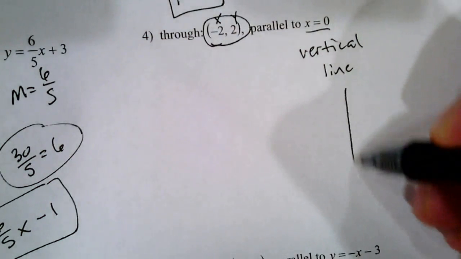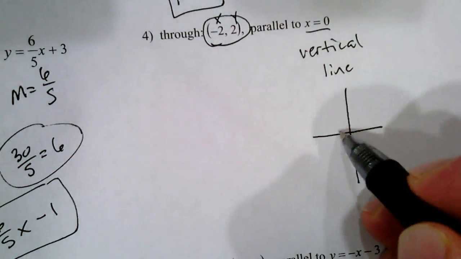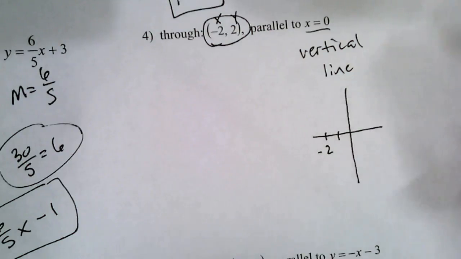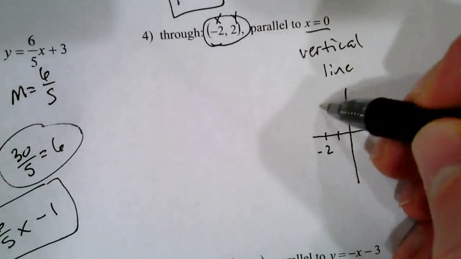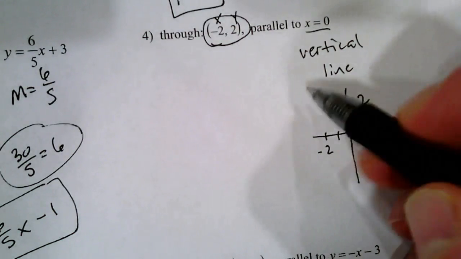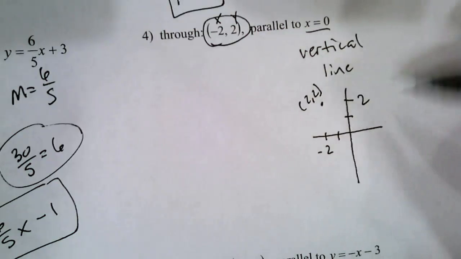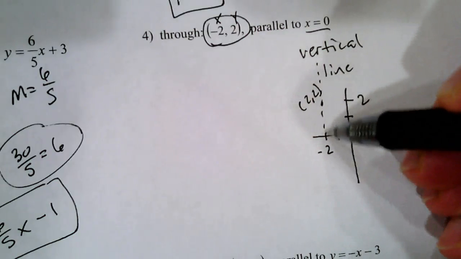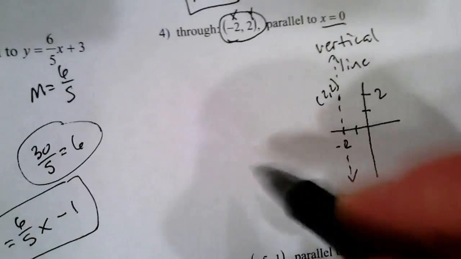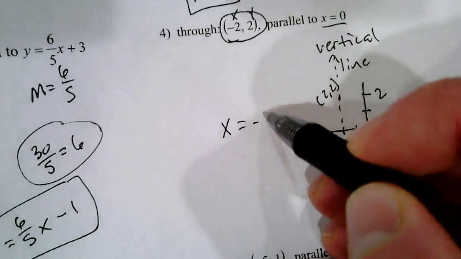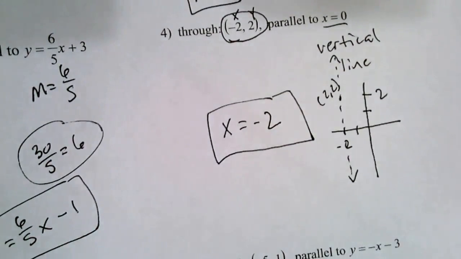So if you think about it, I'll draw a little grid down here. Right? There is -2. And there's +2 up here. So this is the point 2, 2. If we draw a vertical line through there, it's going to pass through the x-axis at -2. And so it's simply going to be x equals -2, right?